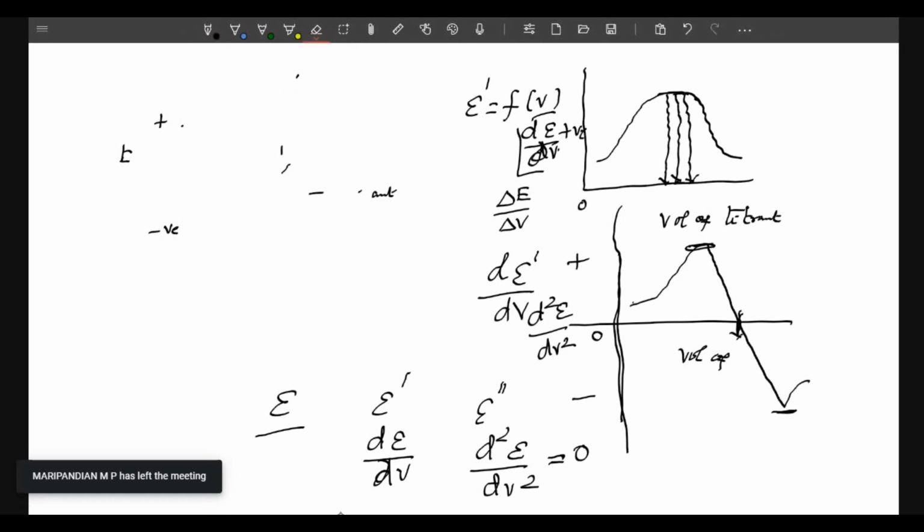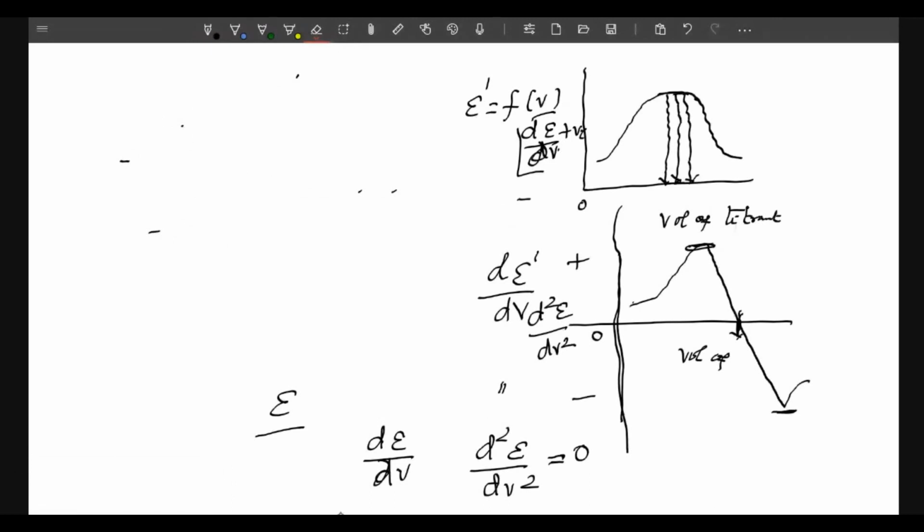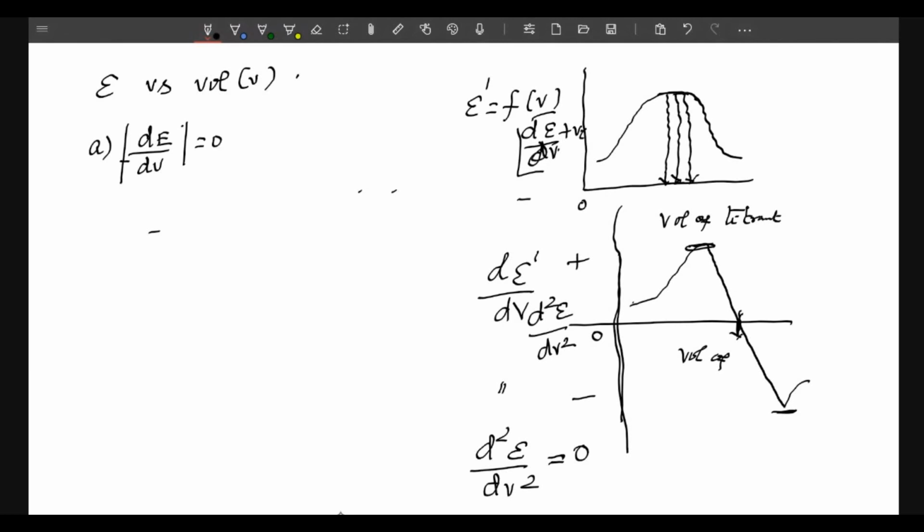For a potentiometric titration, in the curve of EMF, that is epsilon versus volume V of the titrant added, the equivalence point is indicated by: option A, modulus of dE by dV is equal to zero, comma, modulus of d square E by dV square equal to zero.